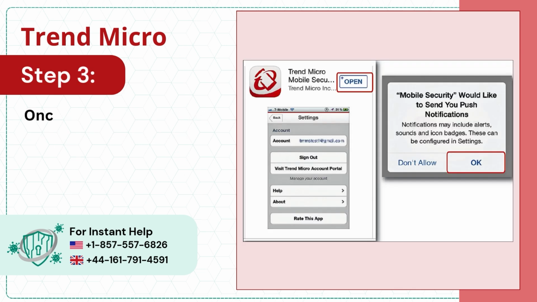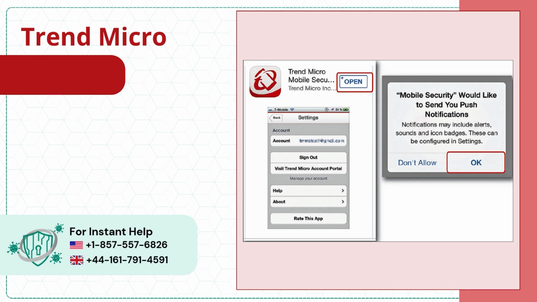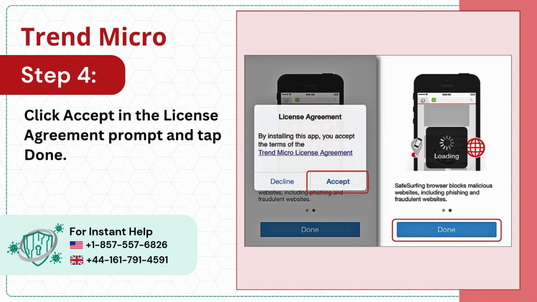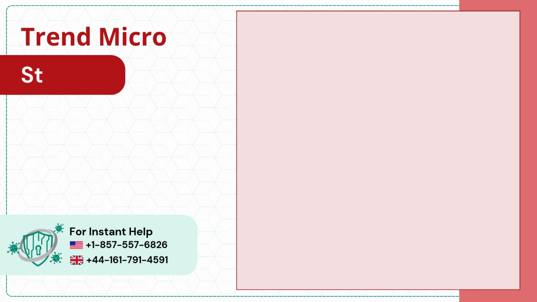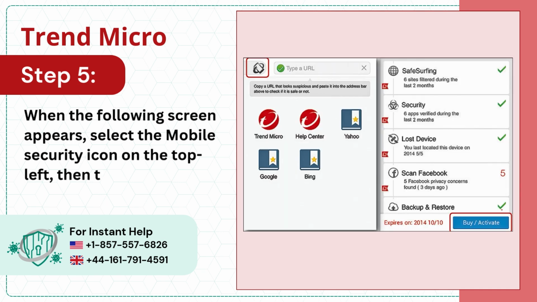Step 3. Once it's done downloading, tap Open, then tap OK to allow notifications. Step 4. Click Accept in the License Agreement prompt and tap Done. Step 5. When the following screen appears, select the mobile security icon on the top left, then tap Buy/Activate.